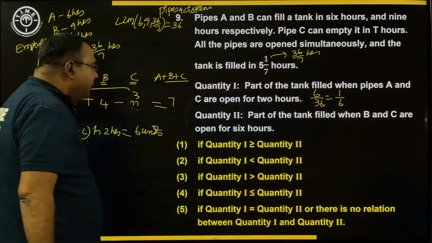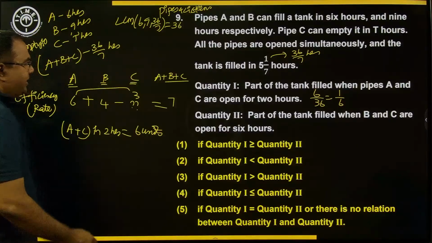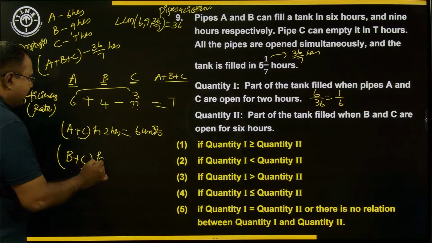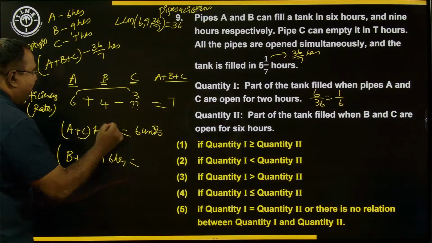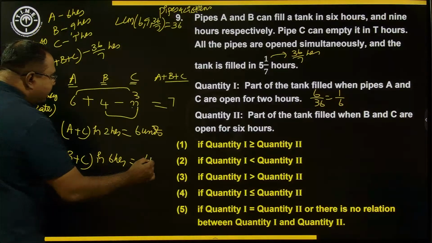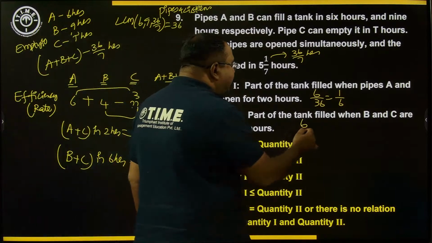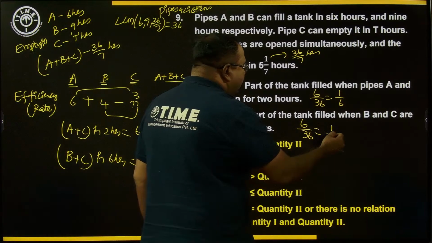Okay. Then the part of the tank filled when B and C are open for 6 hours. B plus C in 1 hour, 4 minus 3, 1 unit. 6 hours means 6 units. They can fill 6 units. The part of the tank filled is 6 out of 36. It is 1 by 6. Both are 1 by 6.